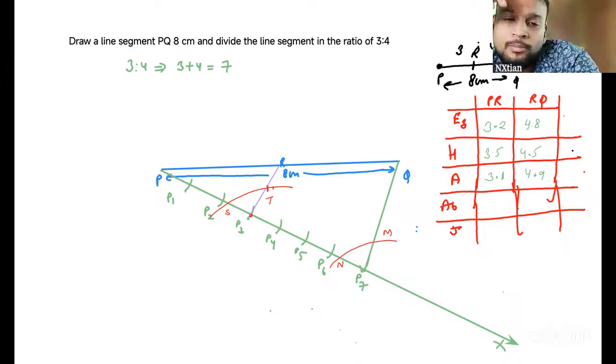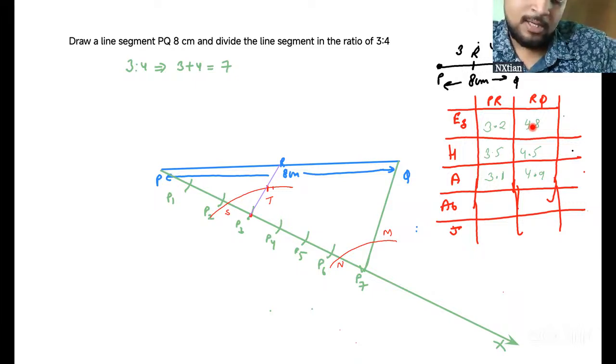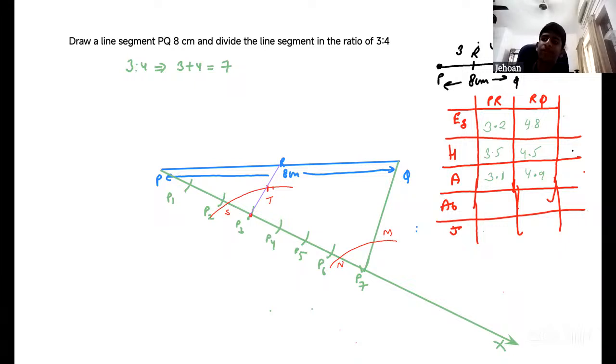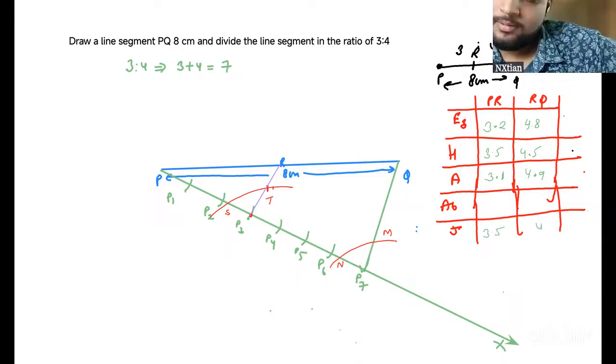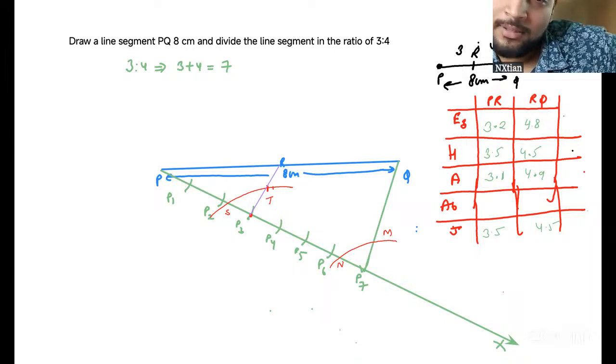Why I'm telling you is because when you add all these figures, you should get the answer as 8, because PQ is 8 centimeters. So PR plus RQ should equal 8. That's why when you add it, you will get 8. Okay, Jahan, tell me your figure, please. I got 3.5 and 4.5. Okay, wow. Hannah and Jahan got the same, correct.